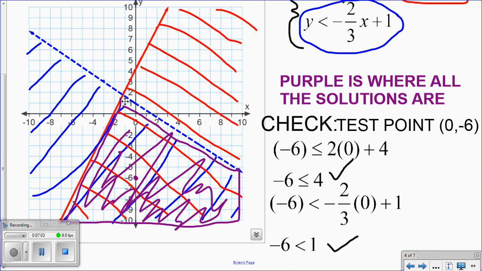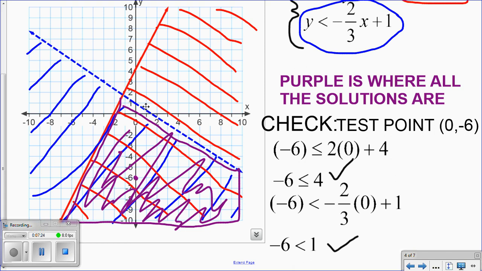Just a reminder, in this double shaded part, the stuff on the solid line here, those are actually solutions as well. The solid line means it's included, but only up until that blue line. All this stuff that's not in the double shaded part, not solutions. This dotted line in the double shaded part though, these are not solutions.